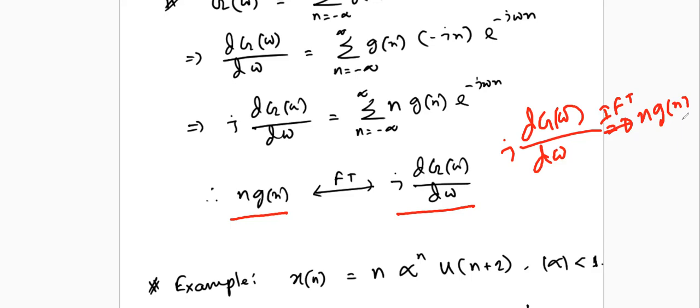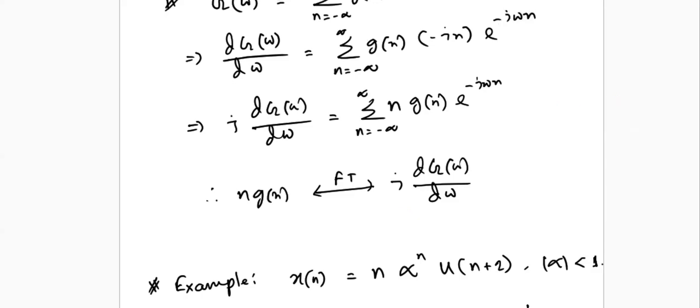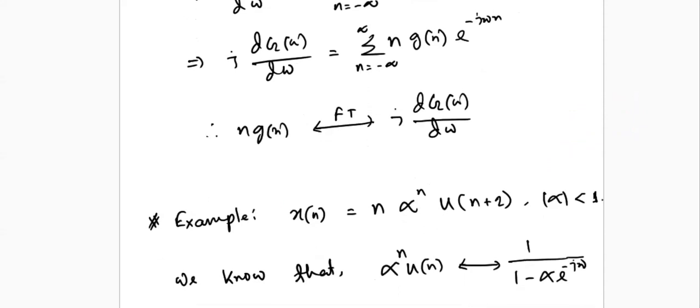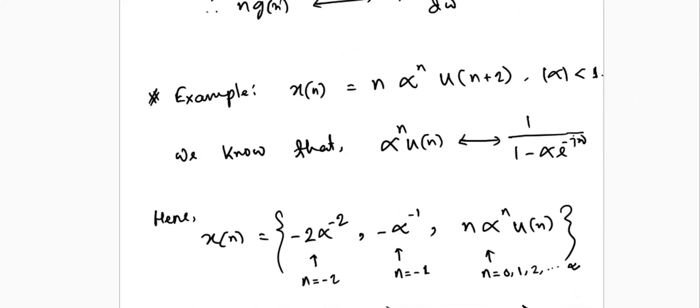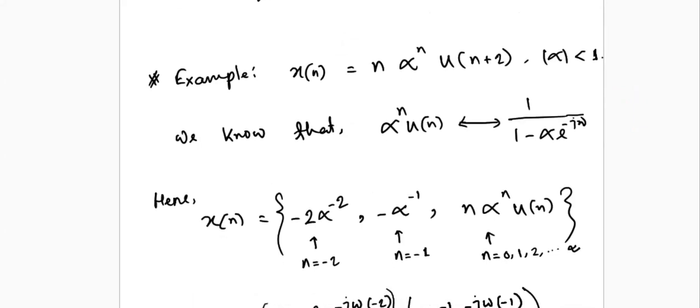So that is the relation between the Fourier transform in the frequency domain and the time domain. By using that concept, now we'd like to do the Fourier transform of a practical example where it is given that x[n] is equal to n alpha to the power n u[n plus 2], where alpha is less than 1. First of all, try to understand the signal itself, how it looks like.